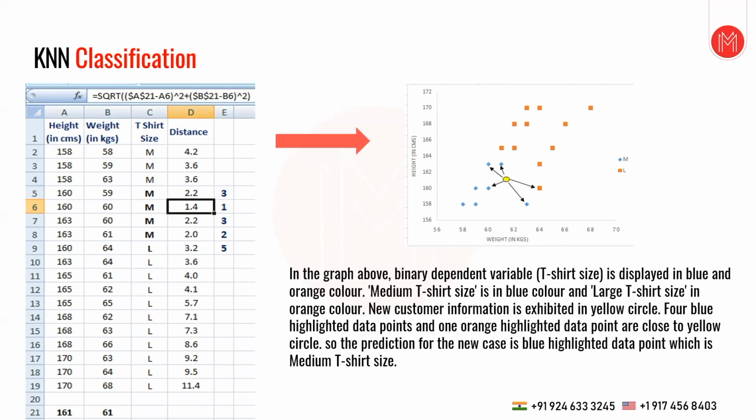So that's how the KNN method is completed, because the KNN method is not very long or tough. It is a very small and easy technique in classification. So KNN ends here.